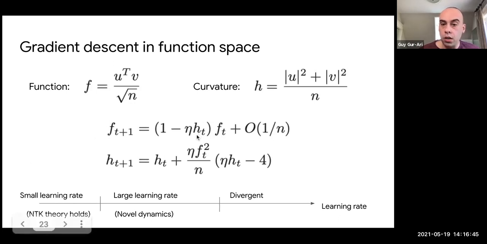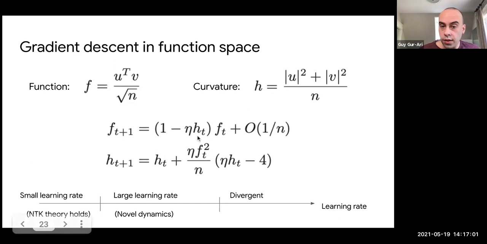Now this h is the curvature. It's related to the Hessian. In this case, it's actually the trace of the Hessian. But what it is for this model is actually a very simple thing. It's just the sum of the norm squared of the two weight vectors. So this is all it is.